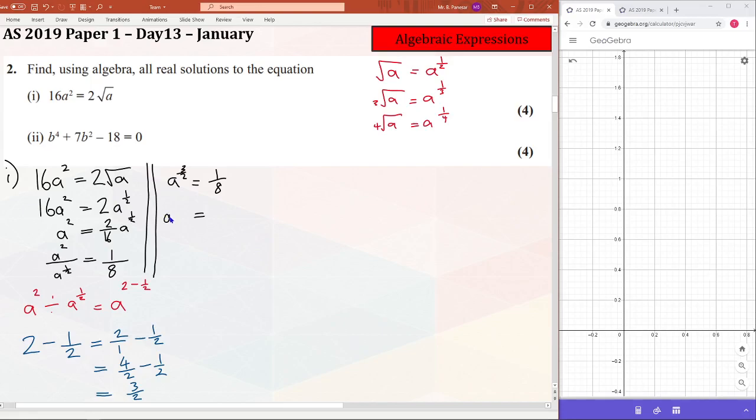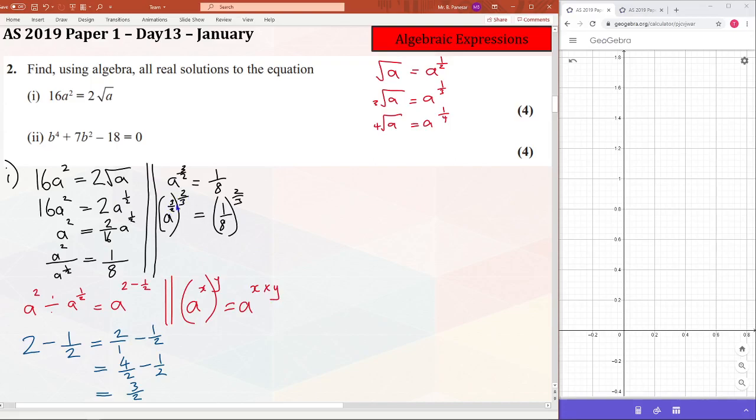And I'm going to use the power rule, because I can say on the left hand side, if I raise this to the power of 2 over 3, I will need to raise 1 over 8 to the power of 2 over 3. And now, using the power rule, if I just write that down for you so that you are able to really understand where I'm taking this from. So if, for example, I've got a to the power of x and I raise it to the power of y, I end up with a to the power of x times y.